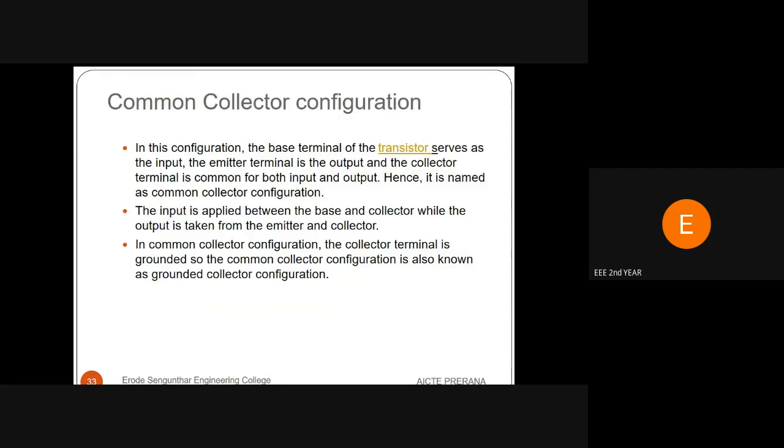Now let us discuss the next configuration, the common collector configuration. In the common collector configuration, the collector terminal is common between both input and output. Base terminal is the input terminal, emitter terminal is the output terminal. That means input is applied between base and collector, output is taken from emitter and collector. The collector terminal is connected to ground, so it is also called the grounded collector configuration.